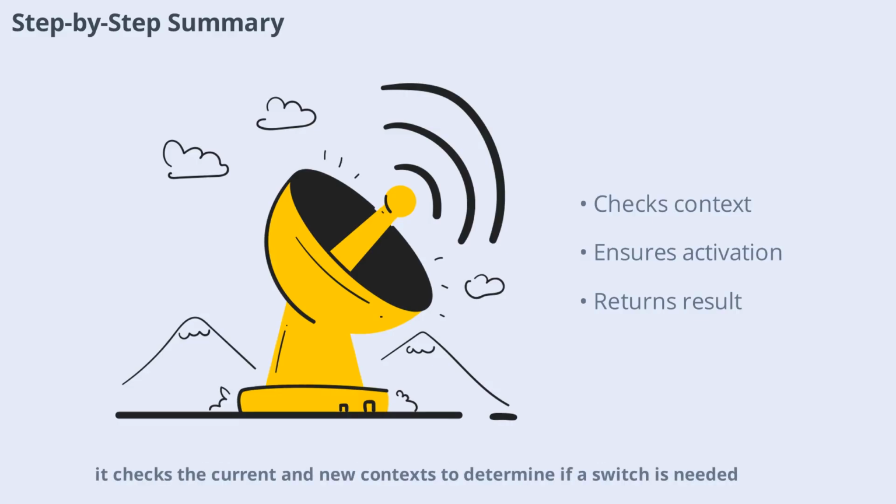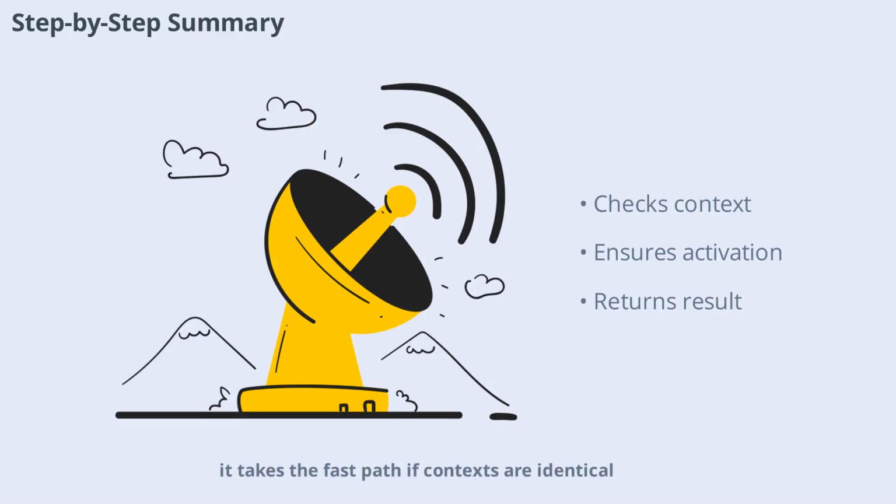First, it checks the current and new context to determine if a switch is needed. Second, it ensures the new context is active. Third, it takes the fast path if contexts are identical, running the block in the current context. Fourth, it takes the fast path if only context elements change, running the block without switching threads. Fifth, it takes the slow path if the dispatcher changes, dispatching to a new thread pool. Finally, it returns the result and resumes the coroutine.